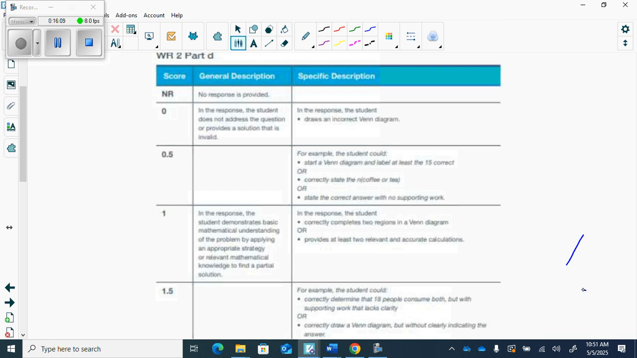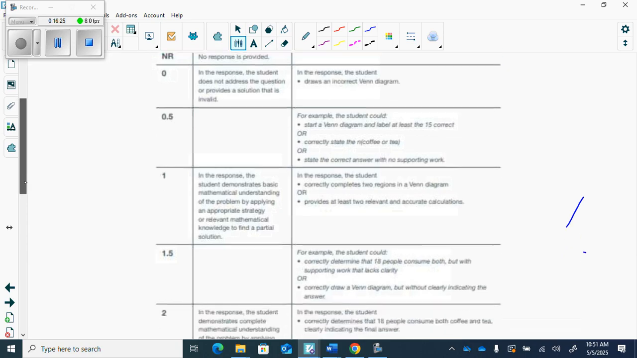Pristine thing. Okay, 0. So this will tell us if it accepted the Venn diagram first determined. So 0 says, draws an incorrect Venn diagram. So you drew a Venn diagram, but it's just wrong. So you got a 0. But thank you for trying. Okay, 0.5. This is how you could get it. You get a 0.5 out of 2. For example, you start a Venn diagram and label at least the 15 correct. So the 15 on the outside of your Venn diagram is correct, but everything else sucks. 0.5. Okay? Makes sense.